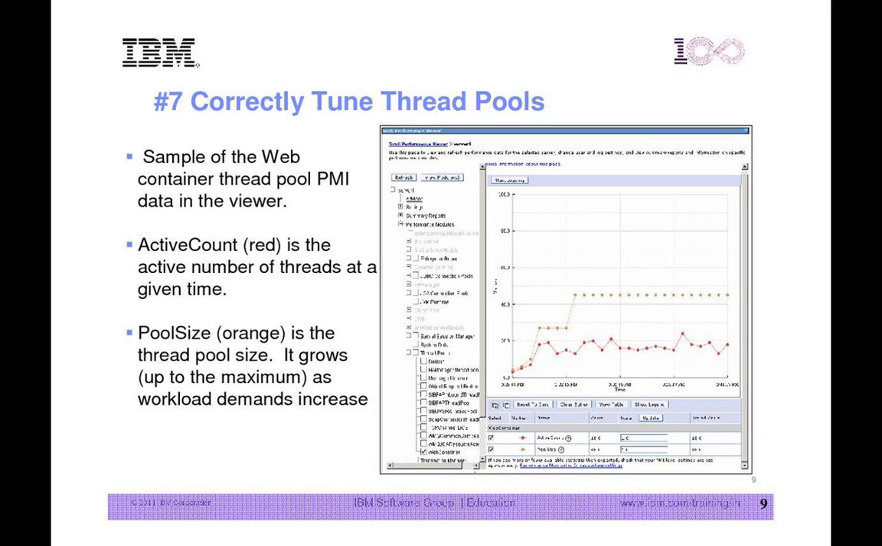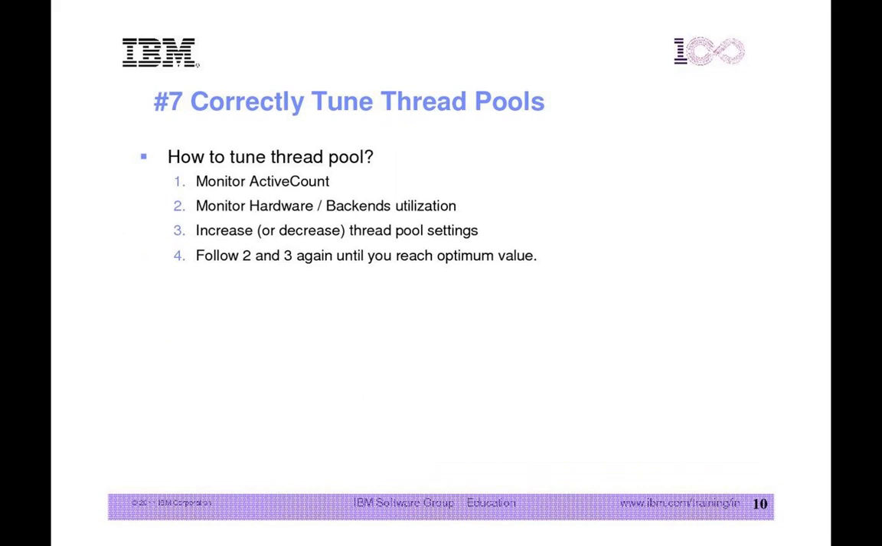So I'm moving to the next slide. I think we already spoke about this. Basically, you monitor active count, monitor hardware and backend utilization, and increase or decrease the thread pool based on that criteria.